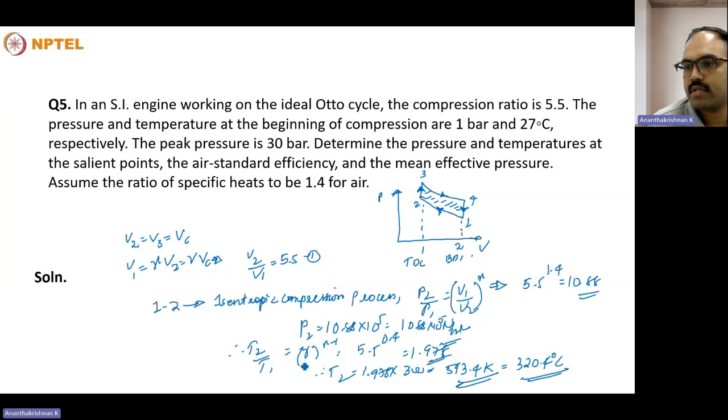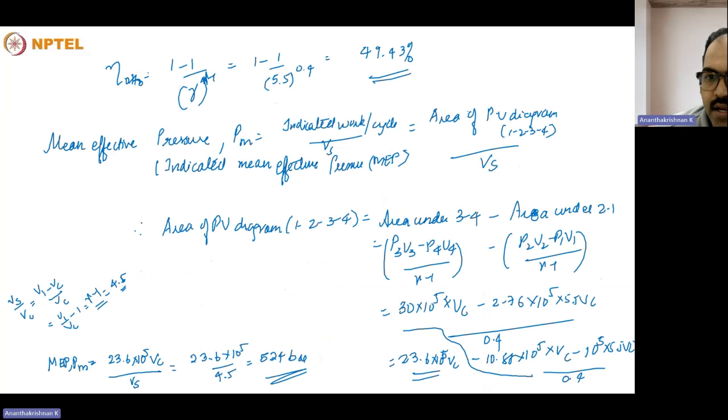So this was a straightforward problem for the Otto cycle that solves the state points, pressures and temperatures using the different processes: isentropic compression, isentropic expansion, and constant volume heat addition and rejection. Since this is an Otto cycle, we obtained the efficiency using the standard formula and the mean effective pressure using the theory, that is indicated work divided by the stroke volume. The ratio of stroke volume to clearance volume can be obtained from the compression ratio.